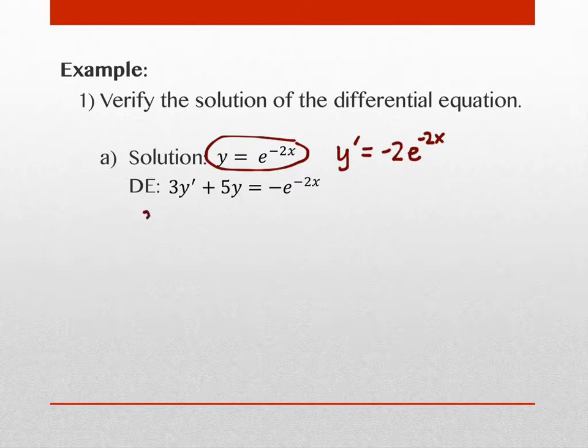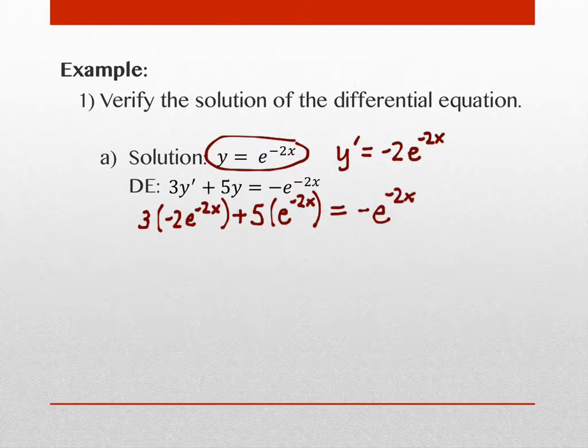So these are the pieces of information that we're going to plug in down here. We're going to take our 3 that we're given. We just found y prime, which was negative 2 e to the negative 2x, plus 5 times the equation y, which was e to the negative 2x. And what we want to verify is that this will, when simplified, equal negative e to the negative 2x. So we want to clean up the left-hand side in particular to see if it equals the right-hand side.